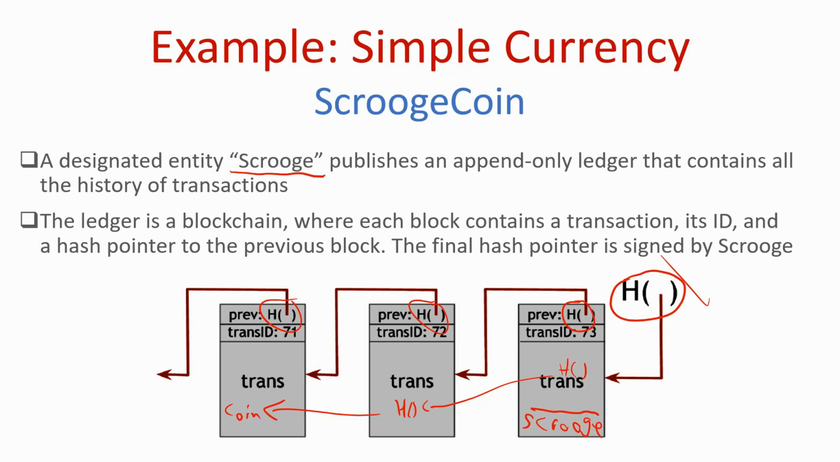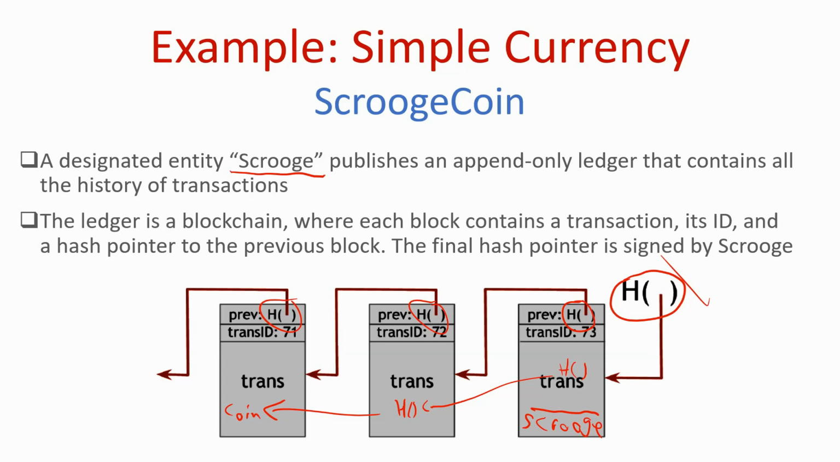But what is actually the problem with Scrooge coin? The problem here is Scrooge has too much power. Scrooge is the only one who gets to decide which transaction will be published in the blockchain. So Scrooge has the authority to deny someone service. Scrooge can actually tell someone, I'm not going to include your transaction in my blockchain, and so your transaction is basically invalid. So Scrooge has this power.